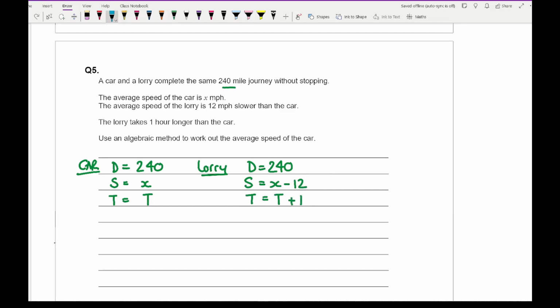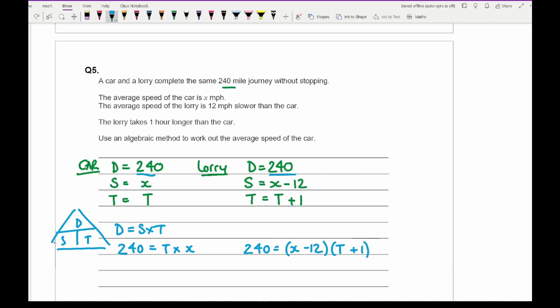Now for this, if we use the formula of distance, speed, time, the triangle, what we want to try and do is get some form of simultaneous equation. So here we can see what's the same on both the car and the lorry. Well, that's the distance. So distance is speed times time, so that's going to be 240 equals t times x, or tx. And then if we do the same for the lorry, that's going to be 240 equals (x minus 12)(t plus 1). And again, that's distance equals speed times time.